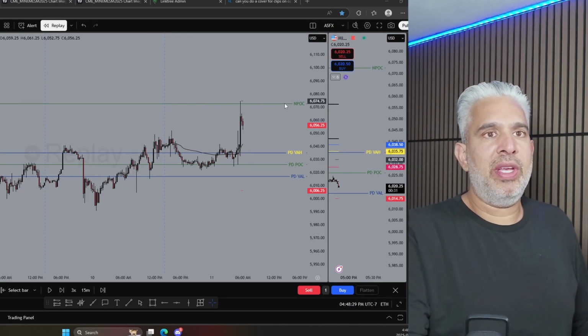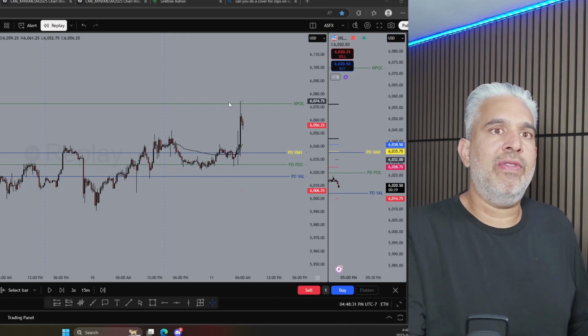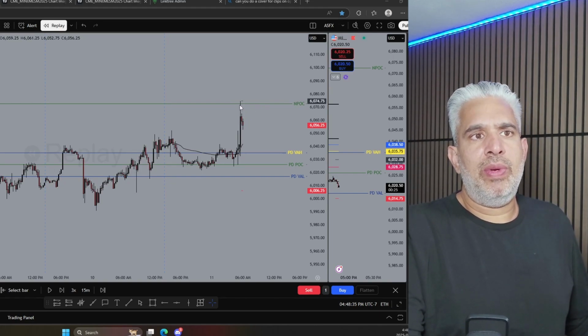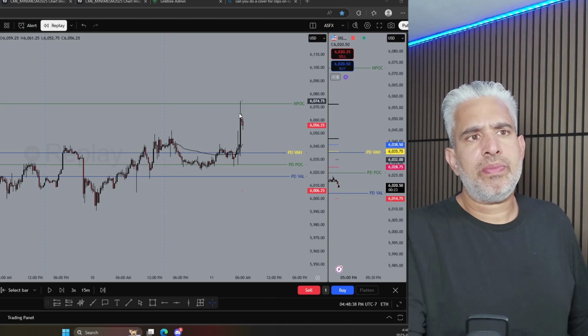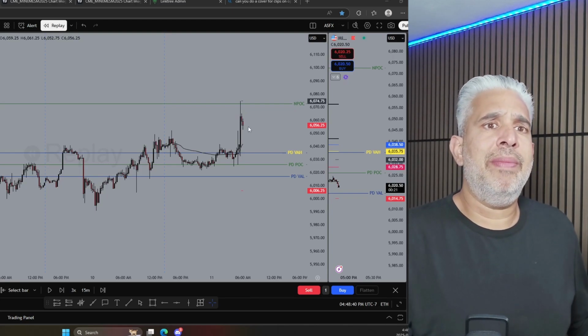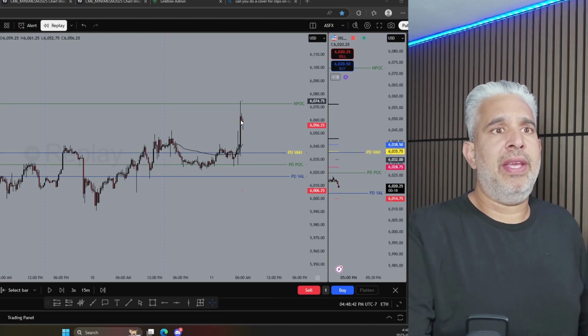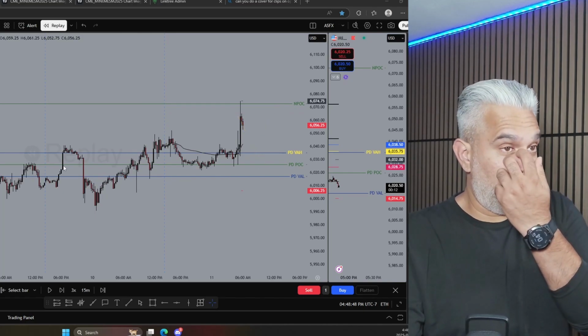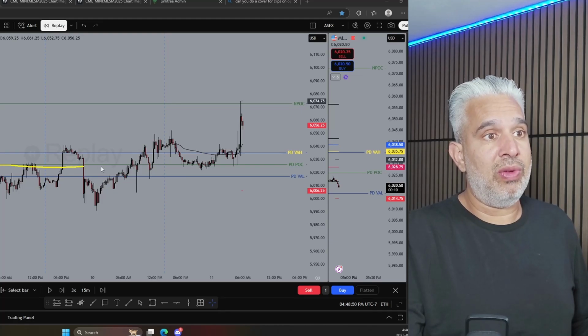I had a naked point of control at 6,074, and it taps it to a T. Pulls back. We're starting to see some pullback. Coming into the morning, I'm going to be expecting a pullback to the previous day's value area high, maybe up like that, even down back to the point of control, because we know this level is just a clean hold.